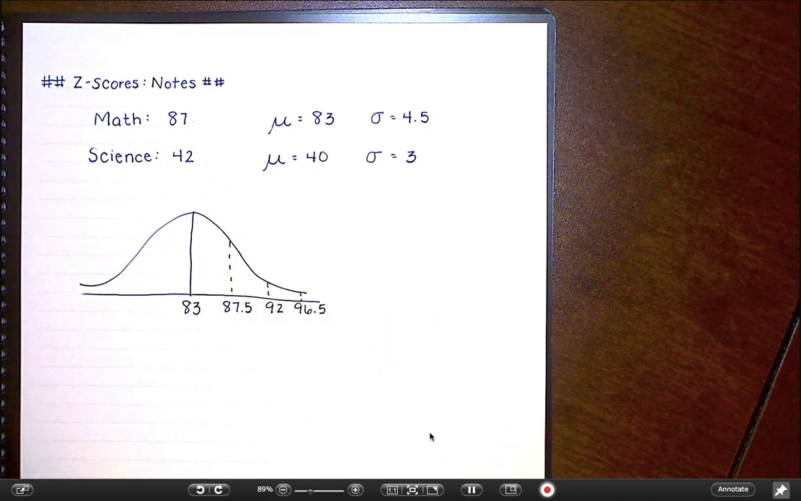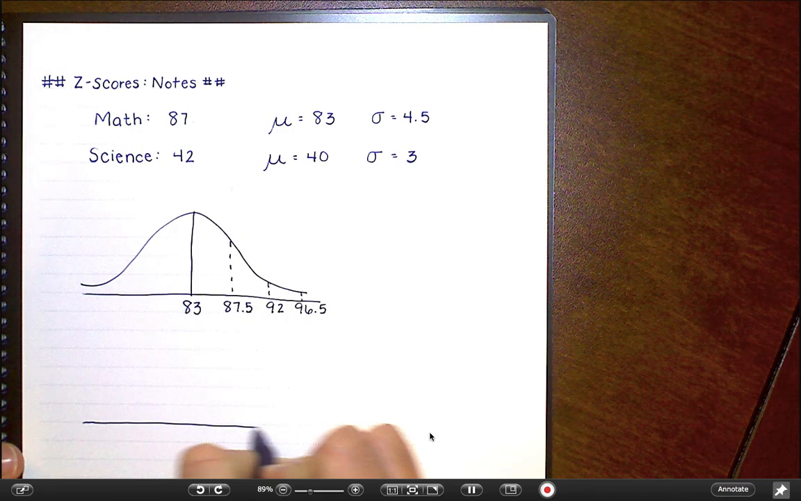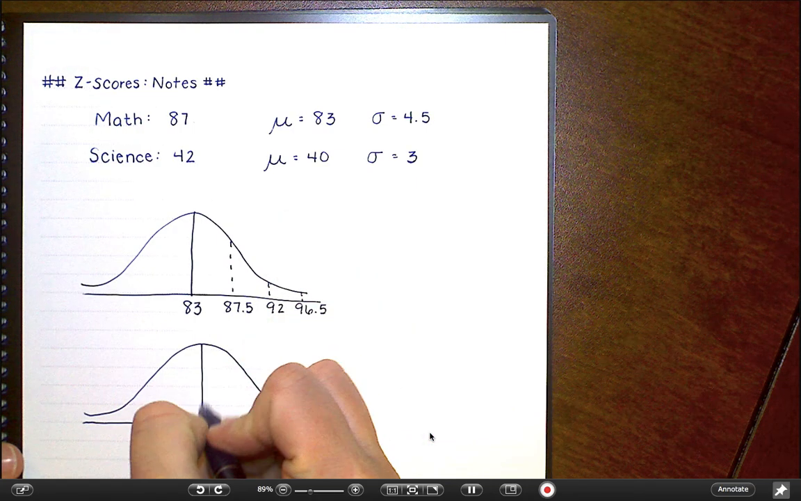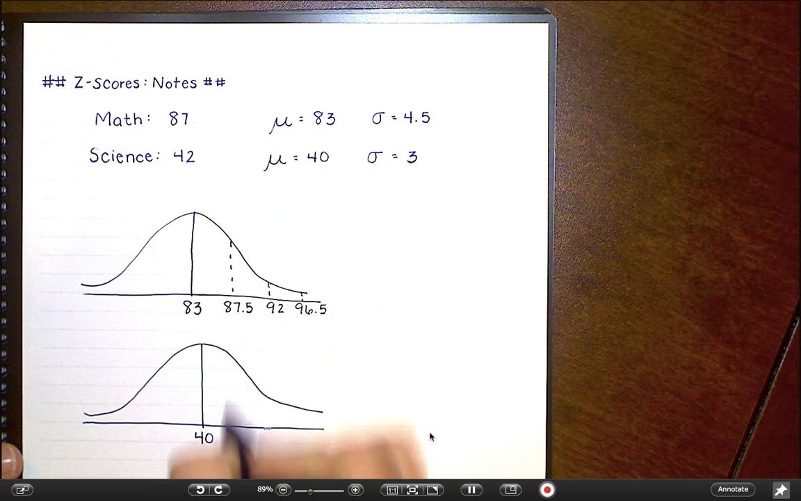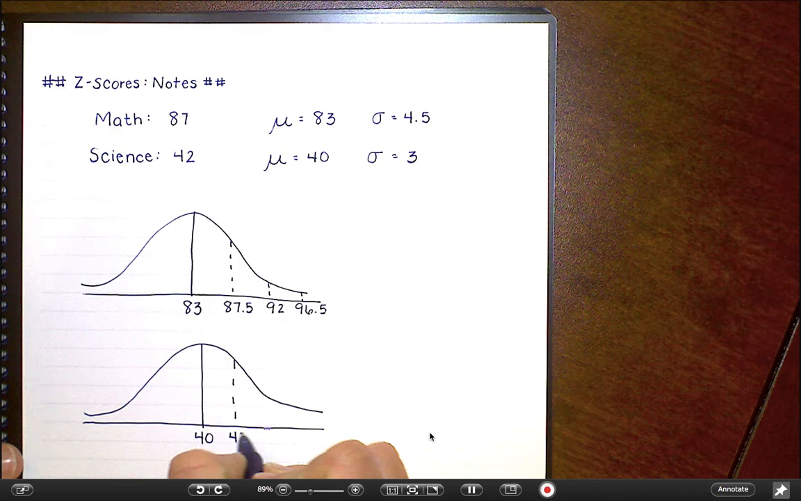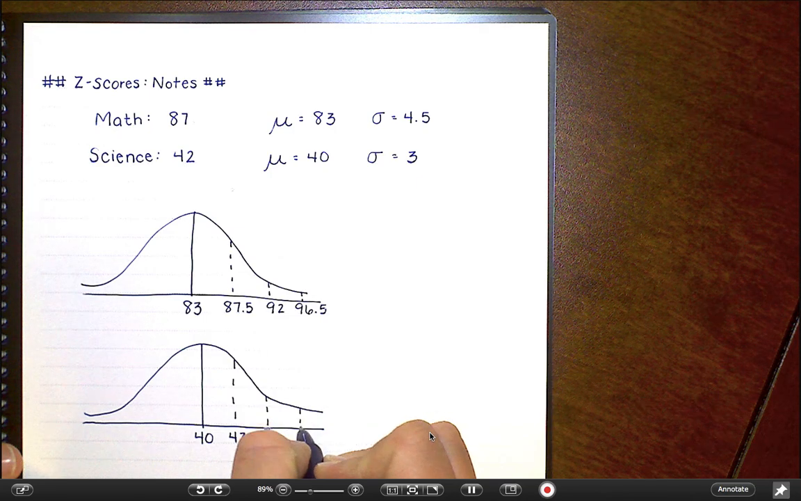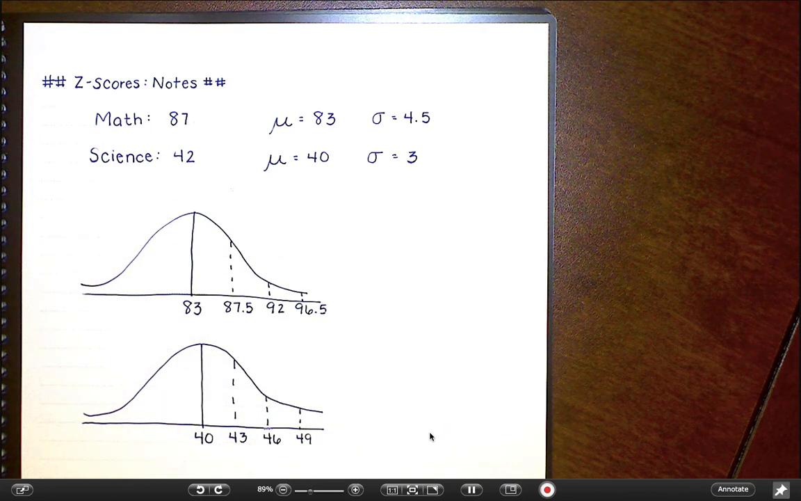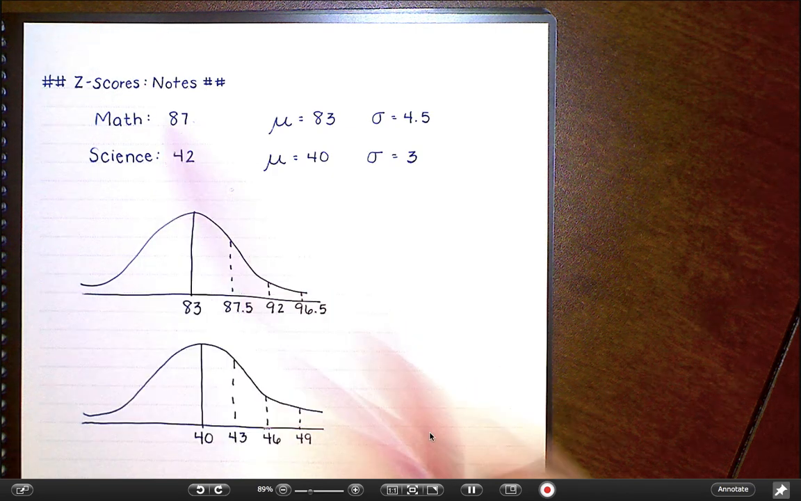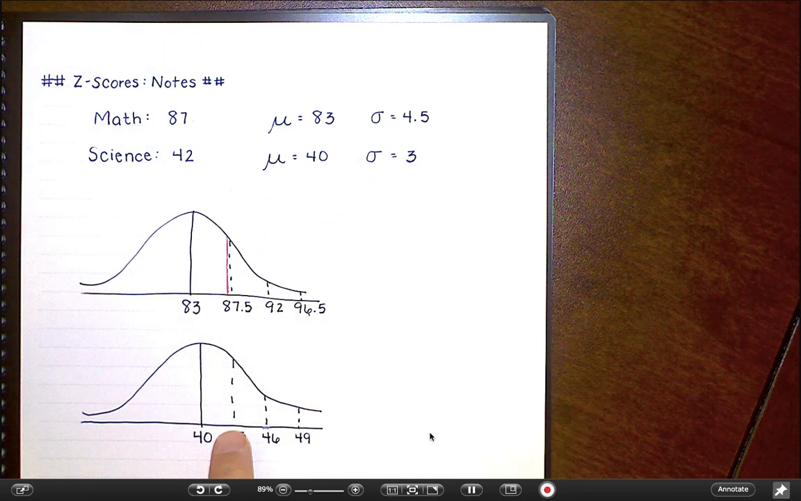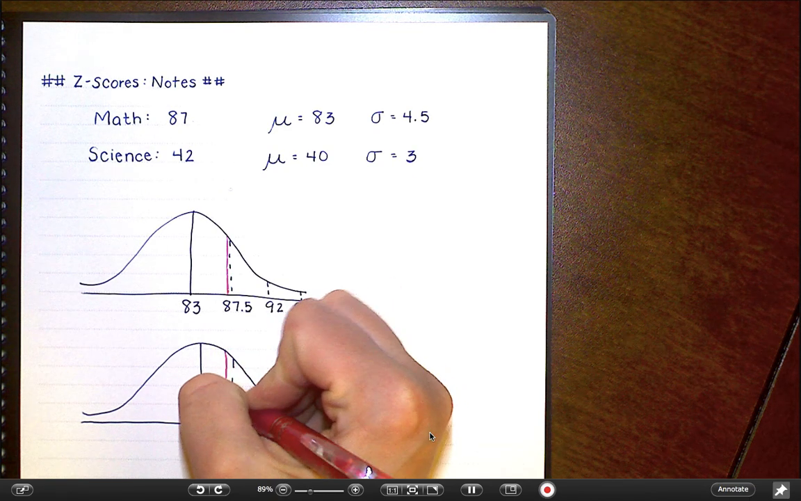Okay. For my science class, here's what my class average is going to look like. My mean is at 40. Standard deviation is 3, so this is 43. This is 46. And this is 49. Okay. So in this class, if I were to think about where I fell with an 87, that would be just before this line, right? And with a 42, I would also be just before this line.